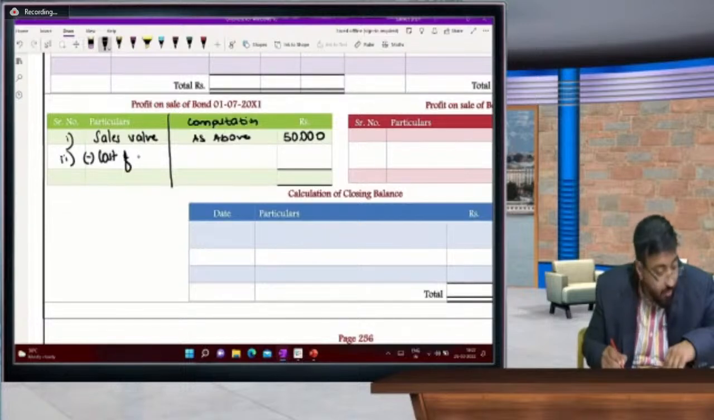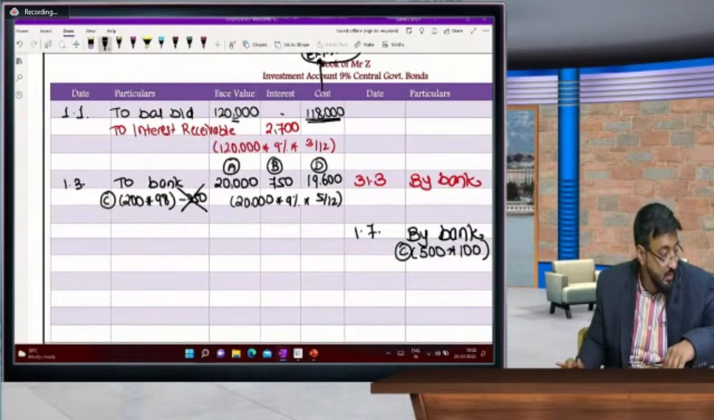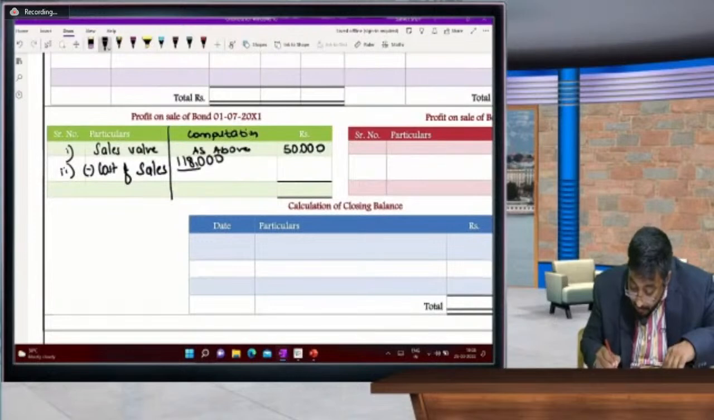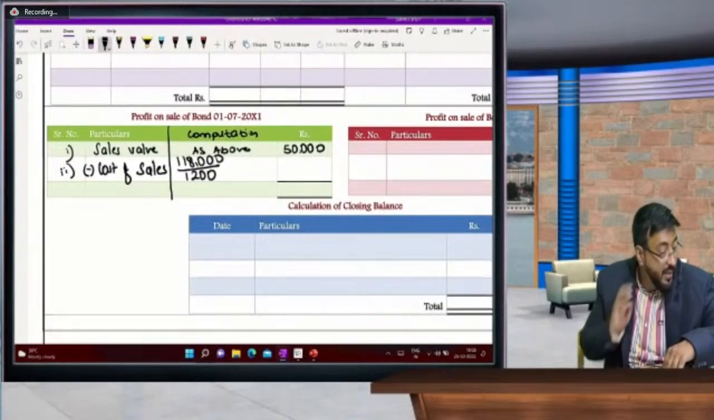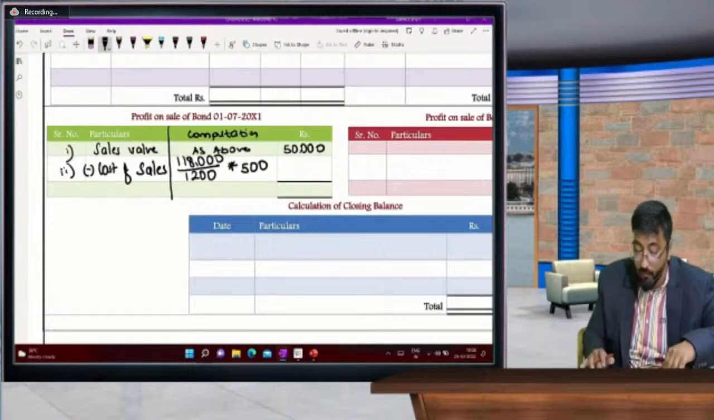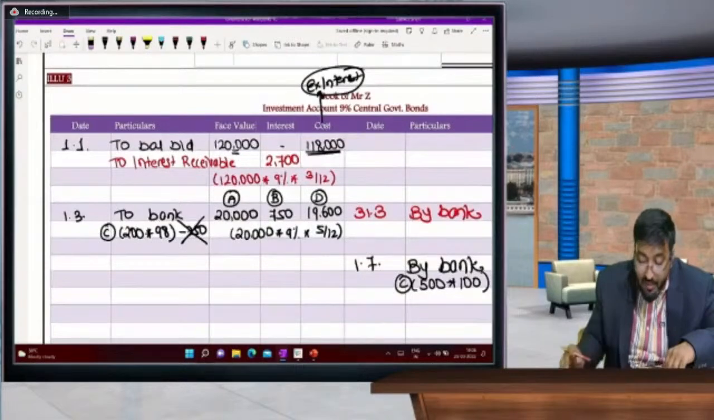And Roman 2. Cost of sales. Now beta, it is purchase 1,18,000. First in, first out na. For 1,200 debentures. 1,18,000 is a cost for how many debentures beta? 1,200. 1,20,000 is a face value. And how many debentures you are selling? 500. So for first in, first out.